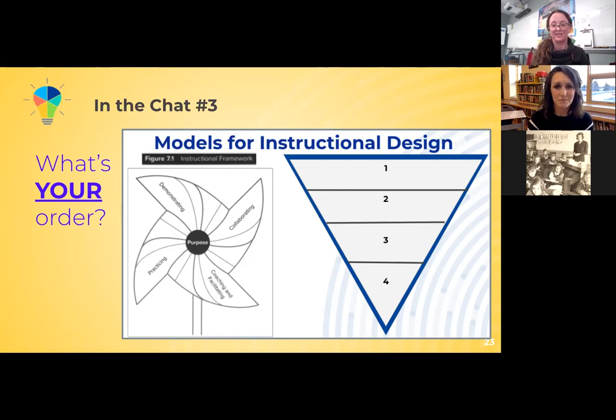And I know this can be tricky. Sometimes it's a little bit of everything going on at once. So demonstrating, practicing, coaching, facilitating, and then collaborating. Model, guided, coaching, and then independent practice.